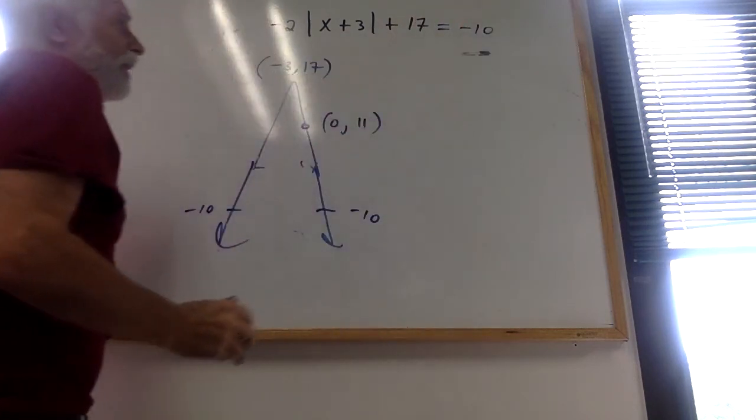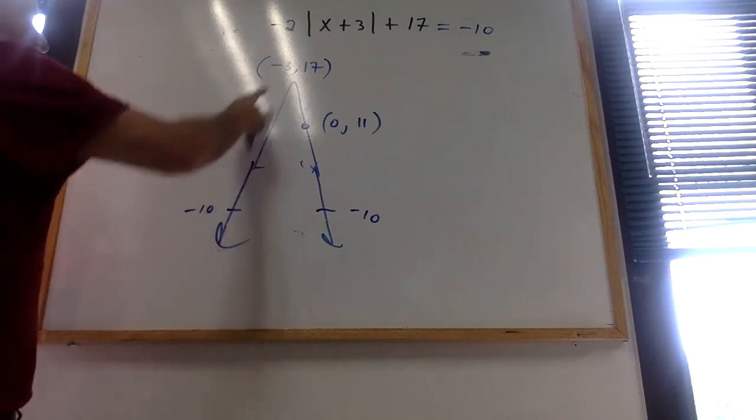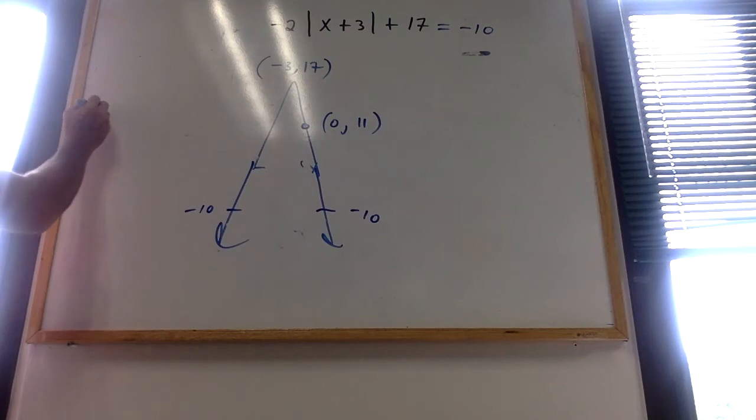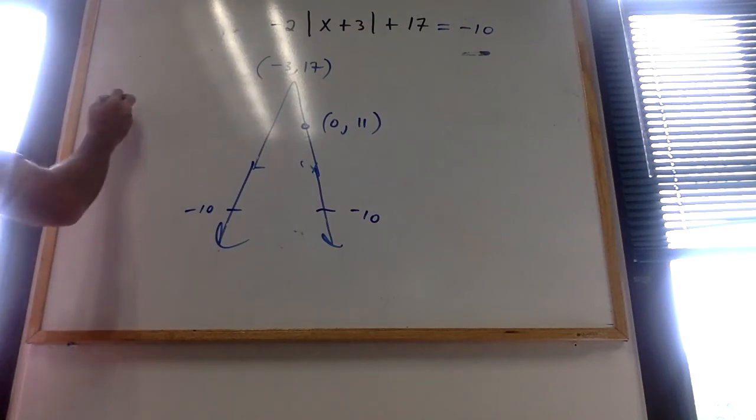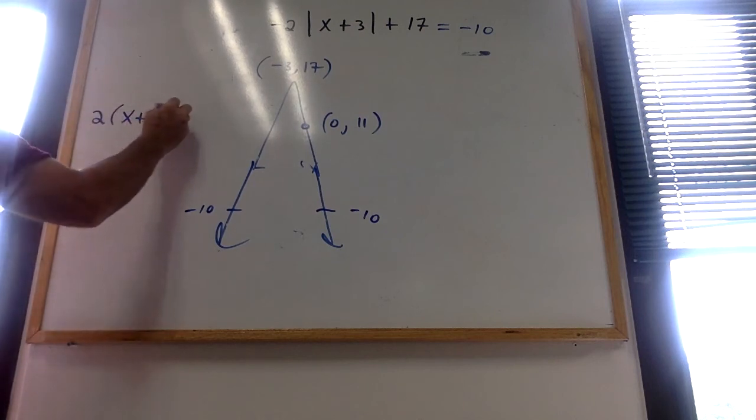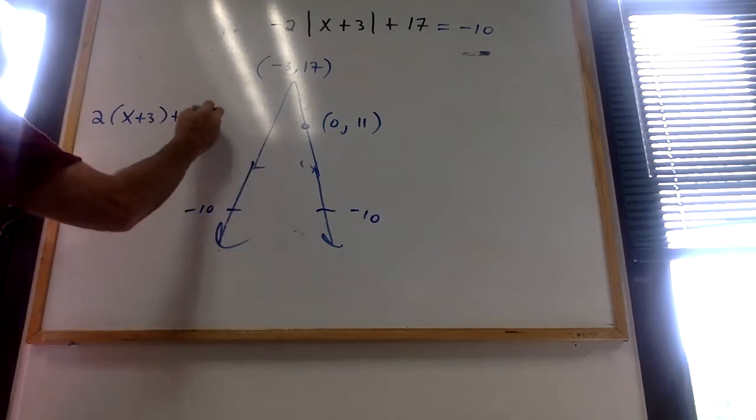How do we solve that? Well, this is the upside. So I'm going to solve the equation. You can see the whole thing. I change the absolute value to parentheses, 2 times (x plus 3) plus 17, and I set that to -10.